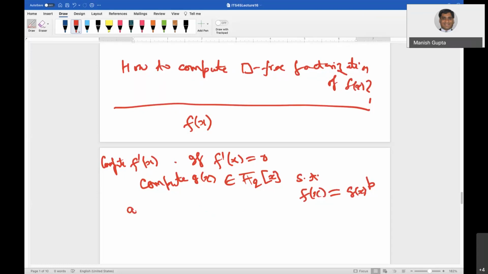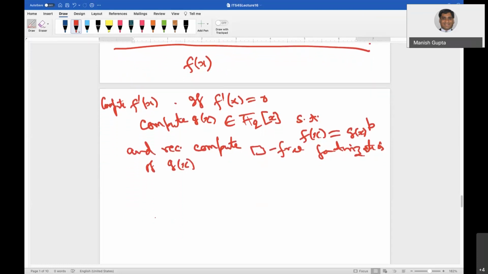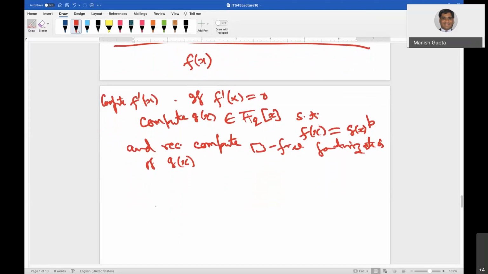And recursively compute the square free factorization of g(x) now. So this is the case. In case of g(x) also, if the derivative is 0, again you can write g(x) is equal to h(x) raised to power p or something, and we do the same thing on h(x) and so on.